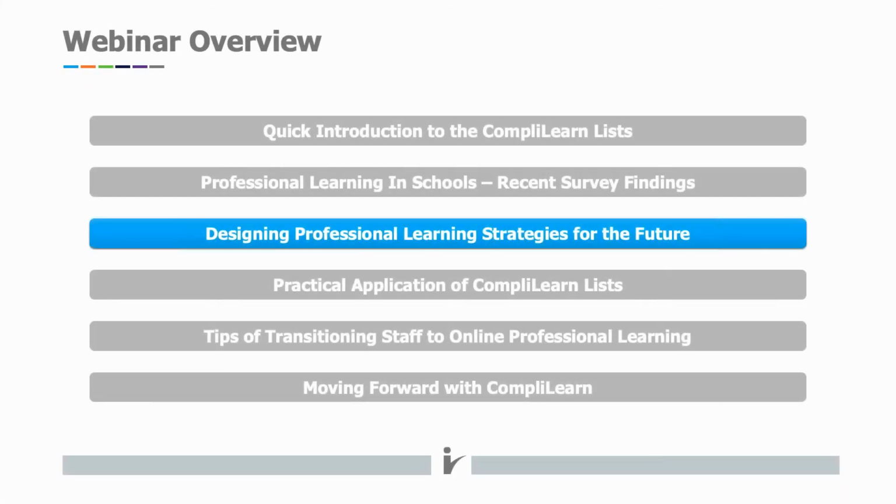Now we're just going to move on to designing professional learning strategies for the future. So, as John has said, and from the survey results, most schools are actually looking to go online. They're looking for new types of content. It really begs the question, how does a school actually design a professional learning strategy for the future?